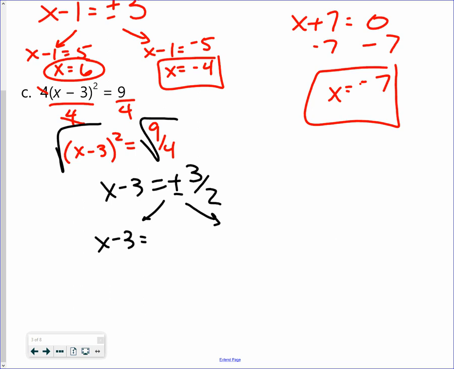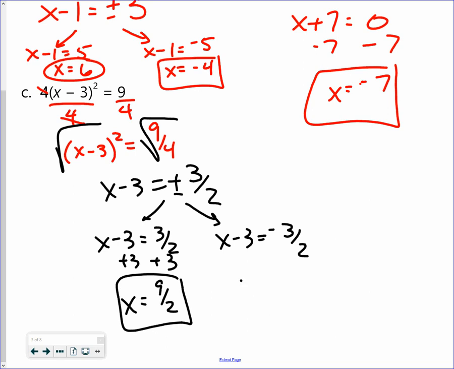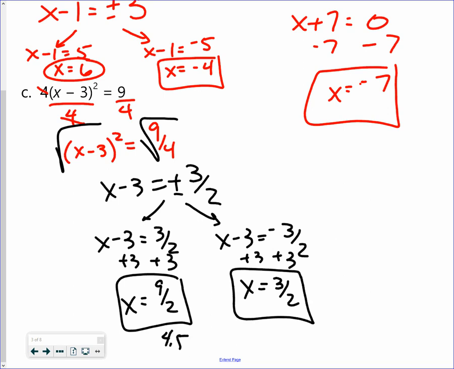X minus 3 equaling positive 3 halves. X minus 3 equaling negative 3 halves. Add 3. So I end up getting 4 1/2 or 9 halves. Add 3. So this I'll get 1 1/2 or 3 halves. Again, I'll accept the fraction or the decimal on either one of these.